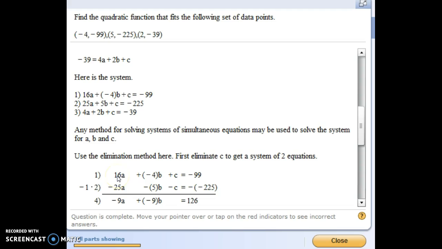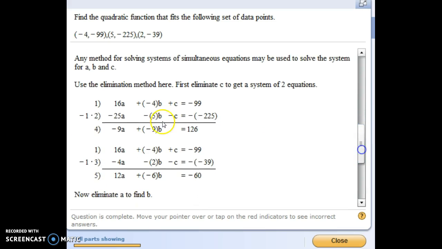So a positive 16 and the -25 gives you a -9a. The -4 and the -5, add those together, you get a -9b. Here it's written as plus -9, but either way you write, that's fine. And then add these together as well. And it's a positive 225 and a -99 gives you 126. So there's one equation that just has a's and b's, and the c's are gone.